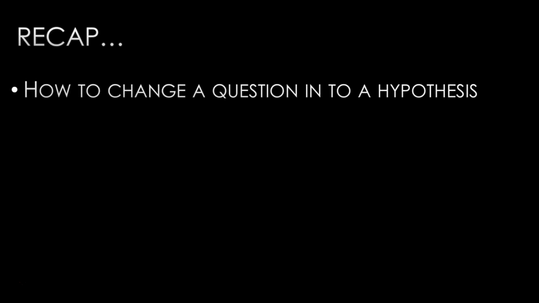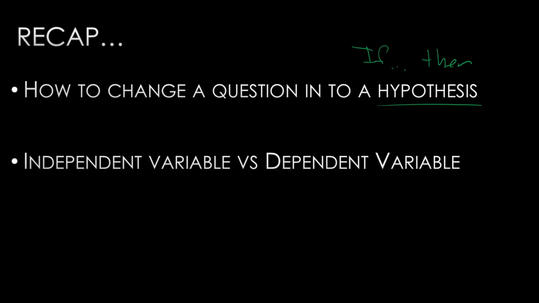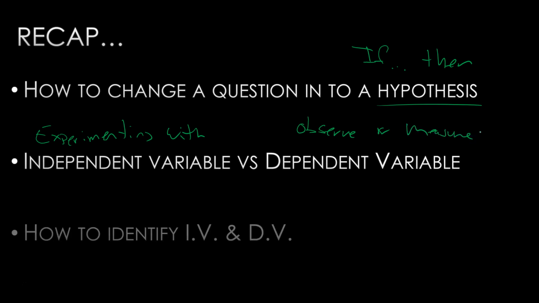Okay? All right, so a quick recap. We went over how to change the question into a hypothesis. The hypothesis must have these two words, if and then. We went over the independent and dependent variable. The independent variable is what am I experimenting with? The dependent variable is what am I trying to observe or measure? Okay? And lastly, how to identify the independent and dependent variables.